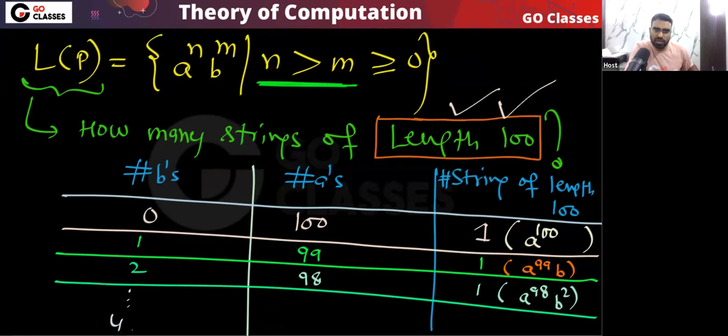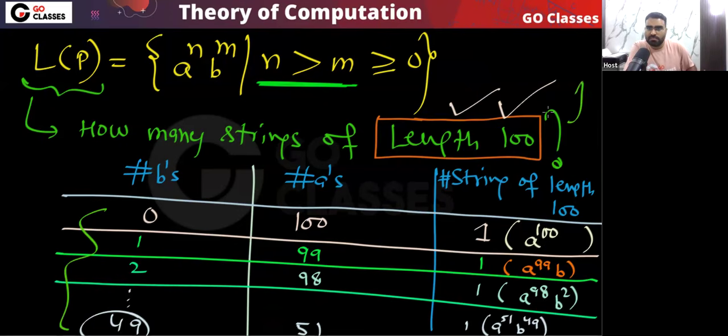The last will be 49. This is the last. Then how many a's will be there? That will be 51. How many such strings? Only one such string, that will be a^51 b^49. So now you tell me, how many strings of length 100 are there?